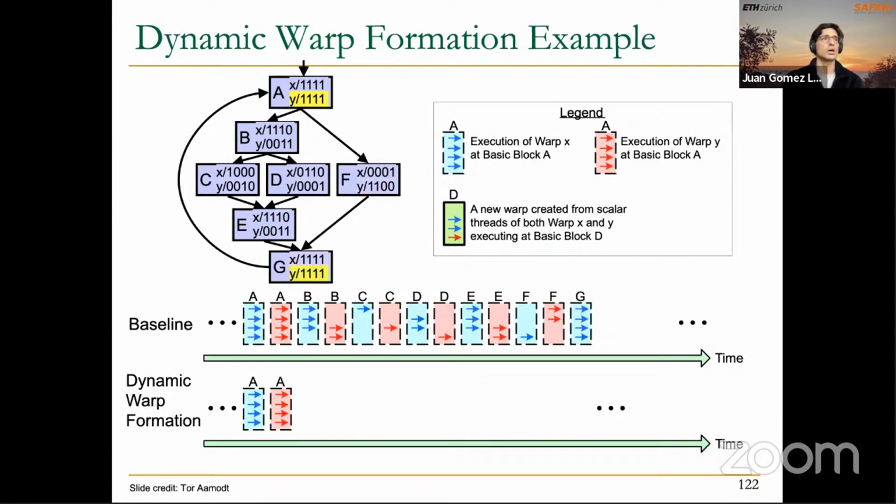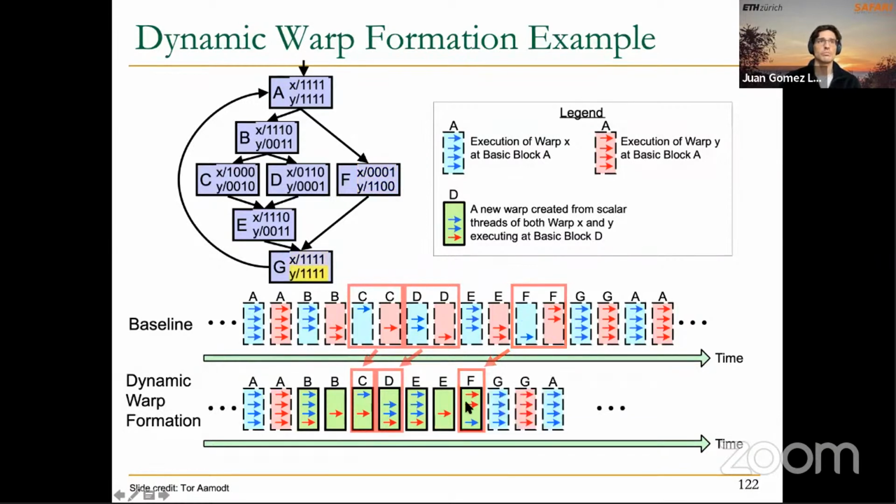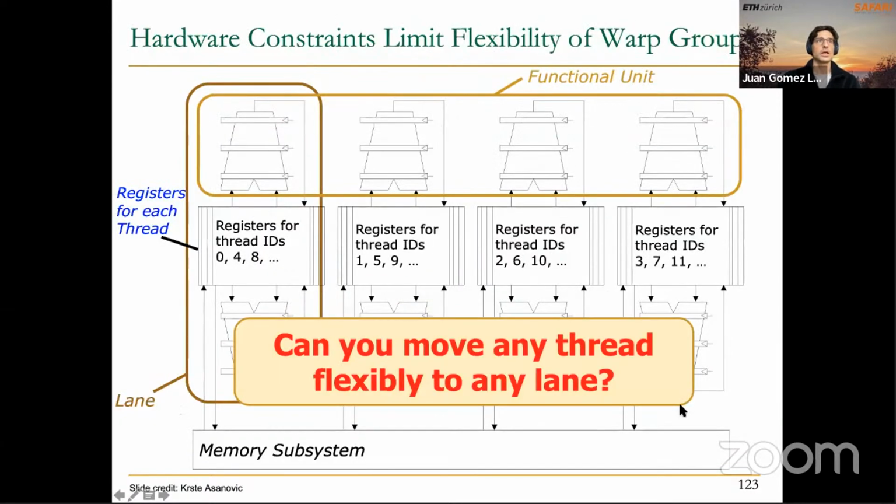So you have a simple example here in the baseline where you see that it takes a long time to execute the whole program because there is a lot of divergence, while this dynamic warp formation proposal finds ways of merging 2 warps together. As you see in this case, C and D are merged, and this can be executed much faster, or these two warps in the F basic block can also be merged together and executed much faster, and this way save a significant amount of time.